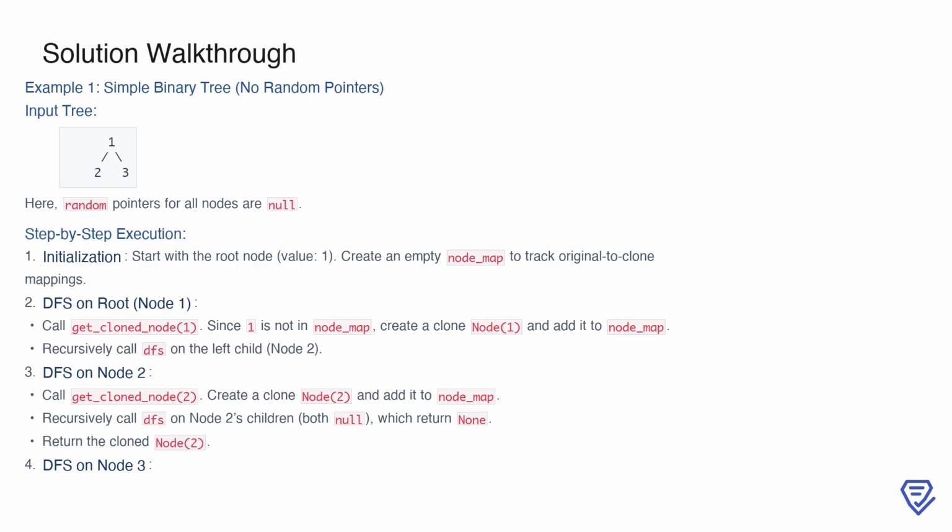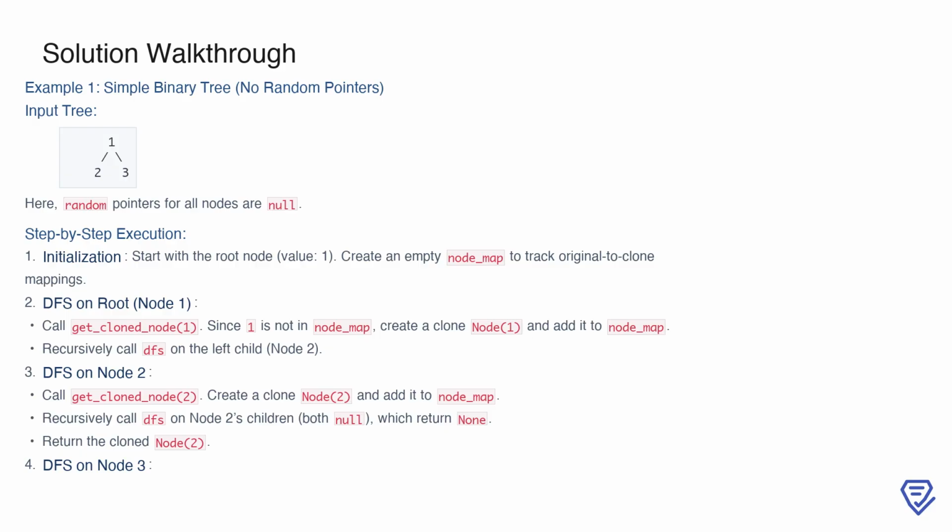To clone this tree, we start by initializing an empty node_map that will store mappings between the original nodes and their clones. We then perform a depth-first search, starting with the root node, which has a value of 1. Since node 1 is not yet in node_map, we create its clone, node 1, and add the mapping to the map. Next, we proceed to explore the left child, node 2. For node 2, we repeat the process: we create a clone, add it to the map, and since both of its children are null, we return the clone node 2.